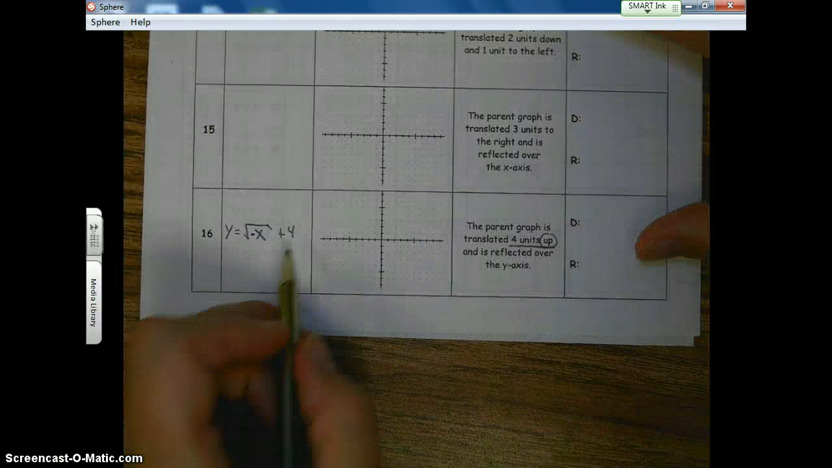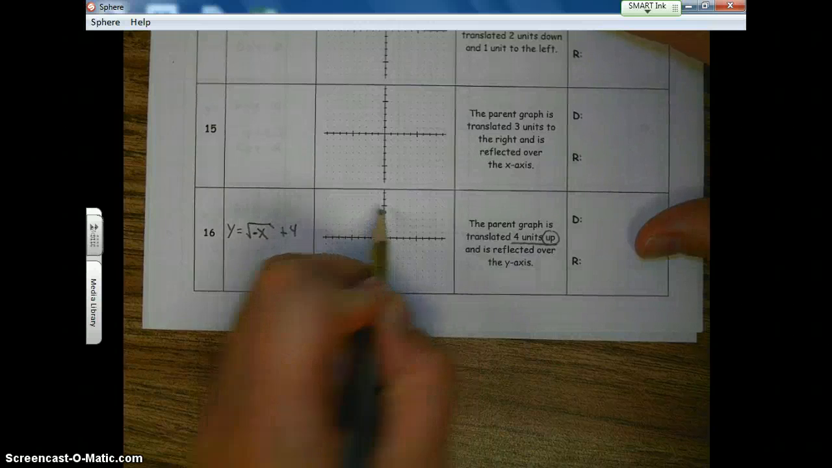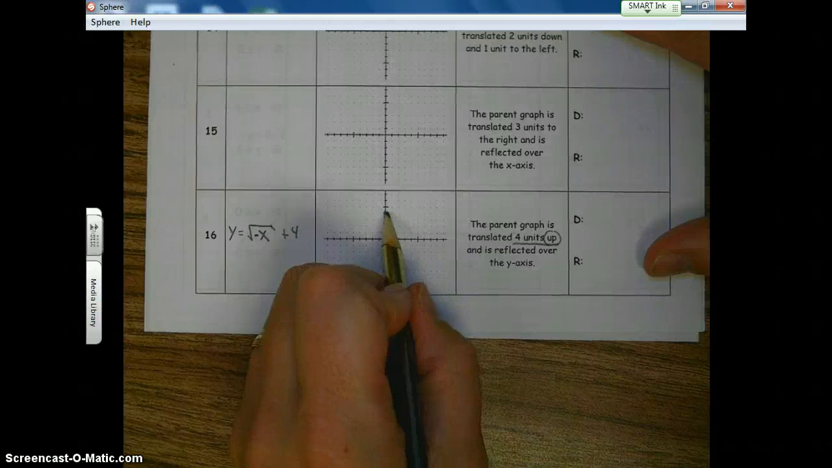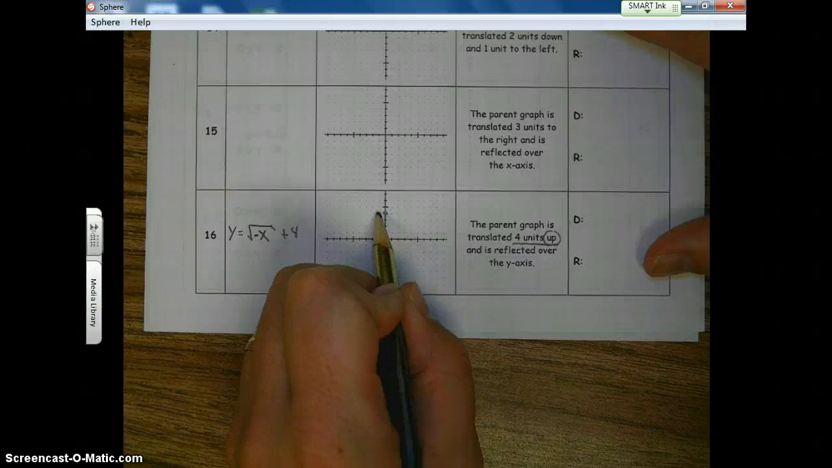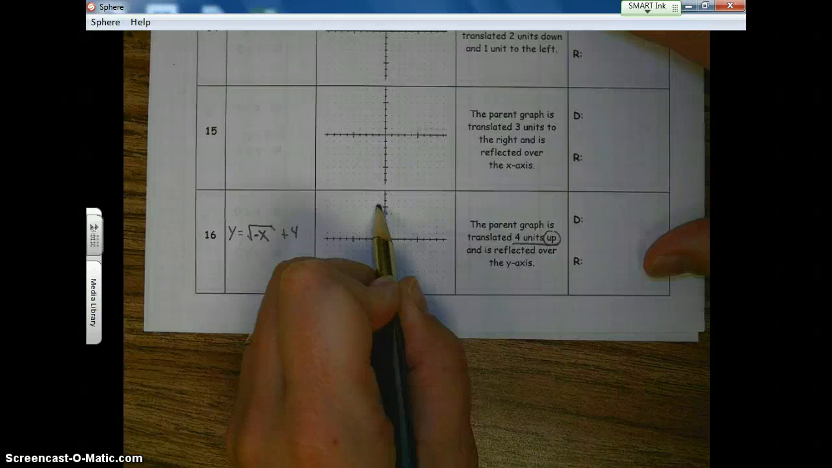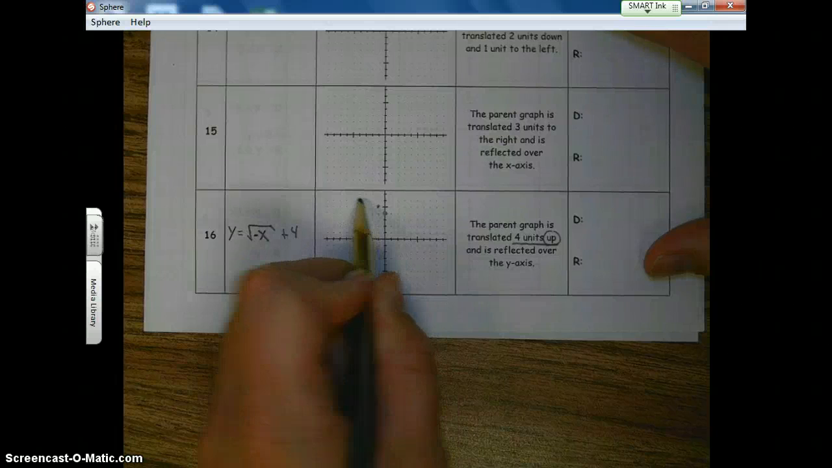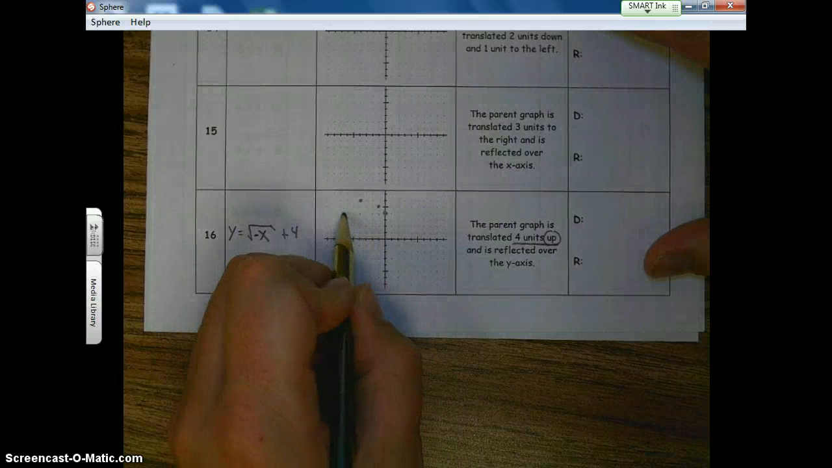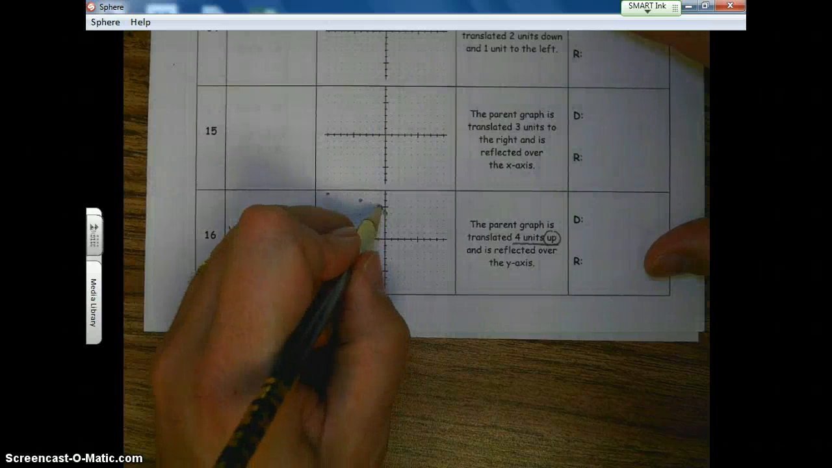Alright, so it says 4 units up, so we're going to go up 4. 1, 2, 3, 4. Now we're reflected over the y, so instead of going over 1 to the right, we're going to go over 1 to the left. So over 1 to the left, square root of 1 is 1. 1, 2, 3, 4. Square root of 4 is 2. 5, 6, 7, 8, 9. Square root of 9 is 3. So we have our graph.